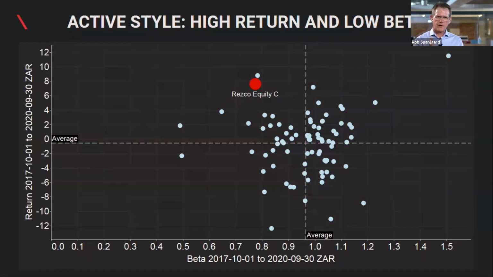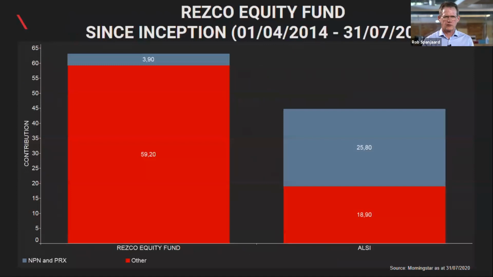In this case, it's got a fairly low beta. So you're being skillful on your equity selection and adding value. It's a good measure of skill.